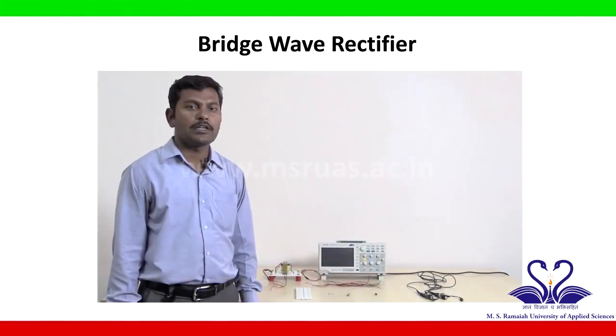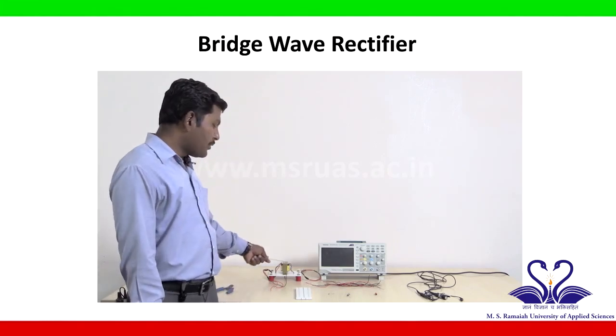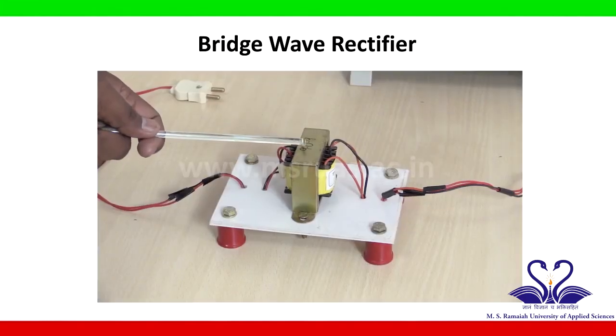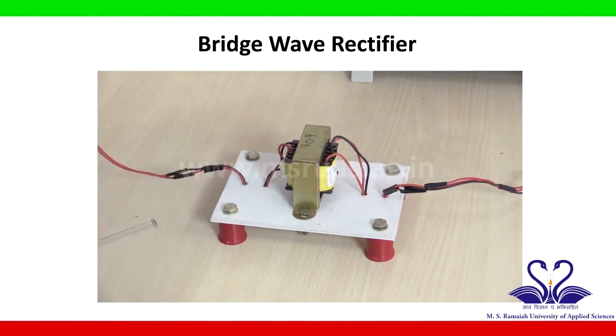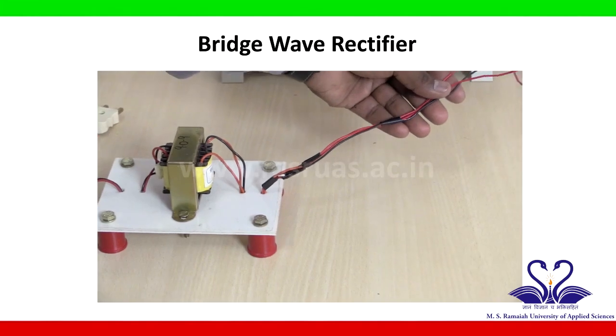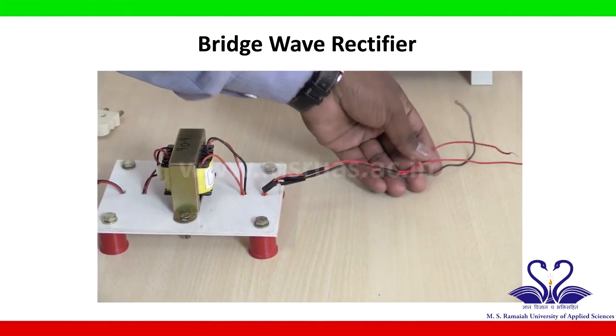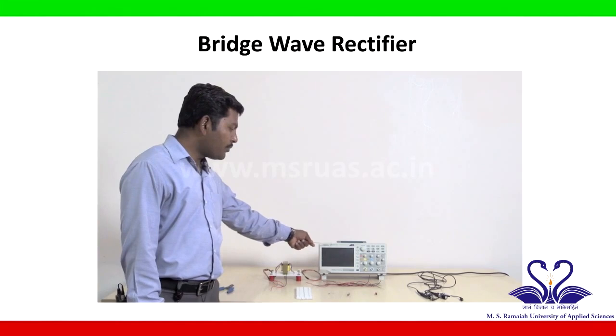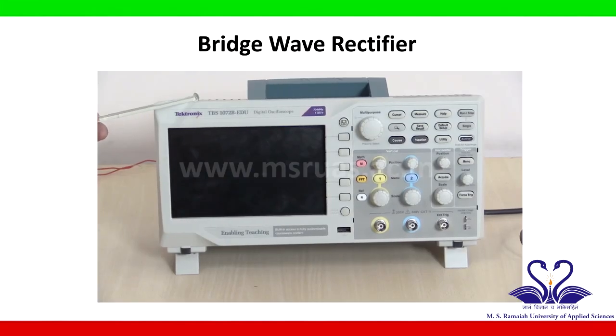Components required for the experiment are a step down transformer. This is a step down transformer. Its primary windings are connected to the main supply and its secondary windings are connected to the circuit of a bridge wave rectifier. Digital oscilloscope: this is a digital oscilloscope which is used to observe and measure the output voltage of the bridge wave rectifier.